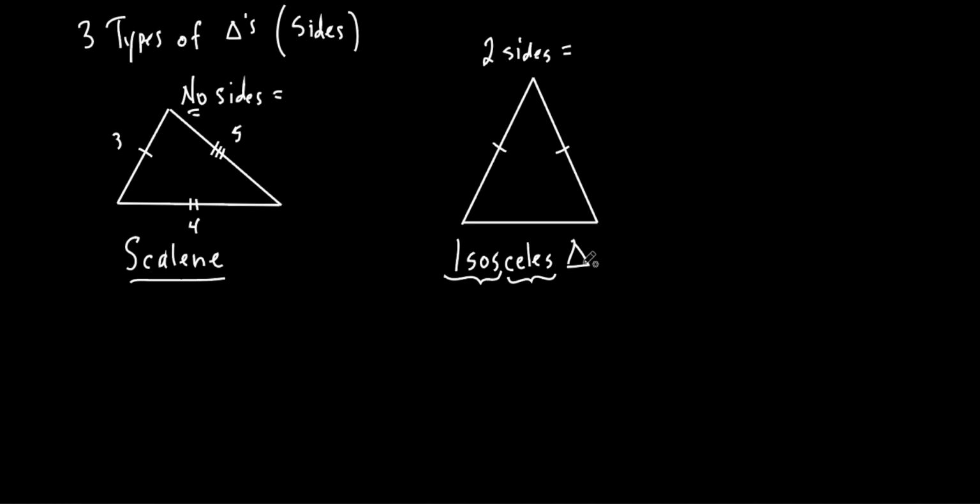And it's an isosceles triangle. So when 2 sides are equal, we call it an isosceles triangle. So what do you think the next thing is? 3 sides. That's right.